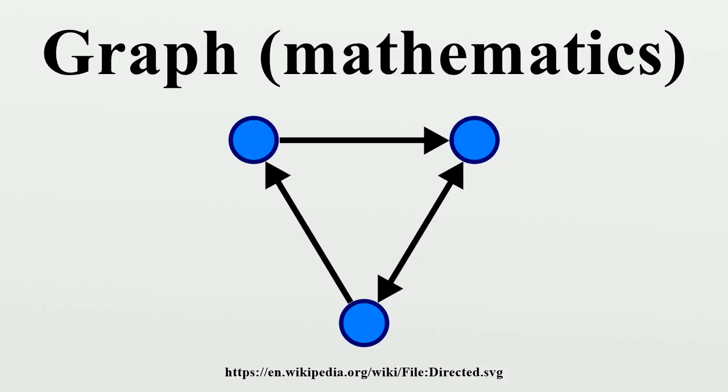Bipartite graph. A bipartite graph is a graph in which the vertex set can be partitioned into two sets, W and X, so that no two vertices in W share a common edge and no two vertices in X share a common edge. Alternatively, it is a graph with a chromatic number of 2.